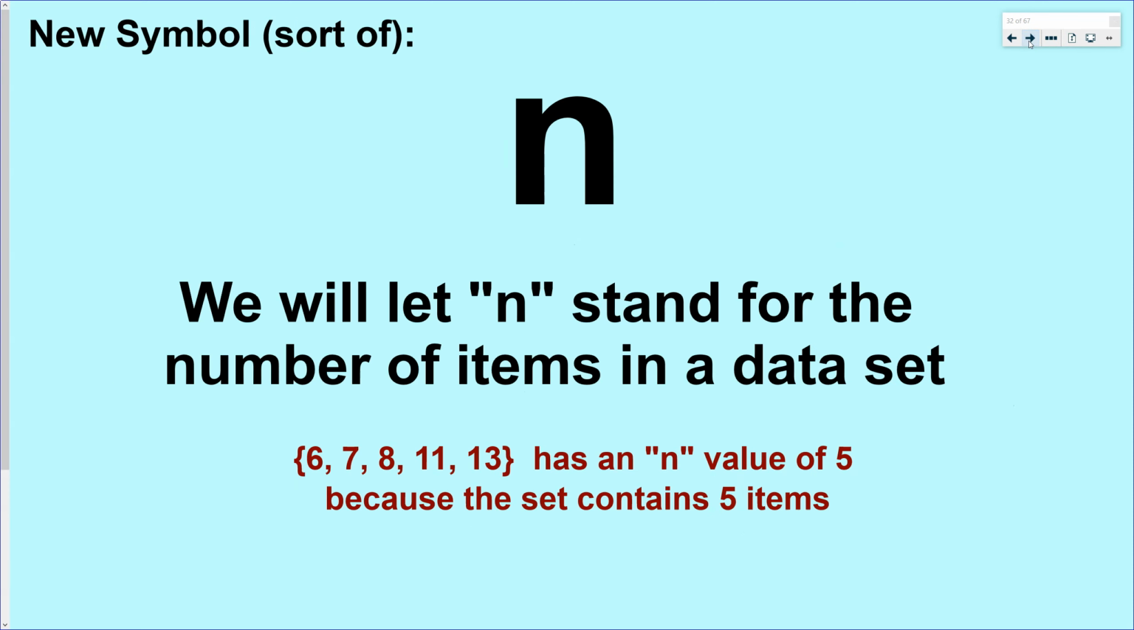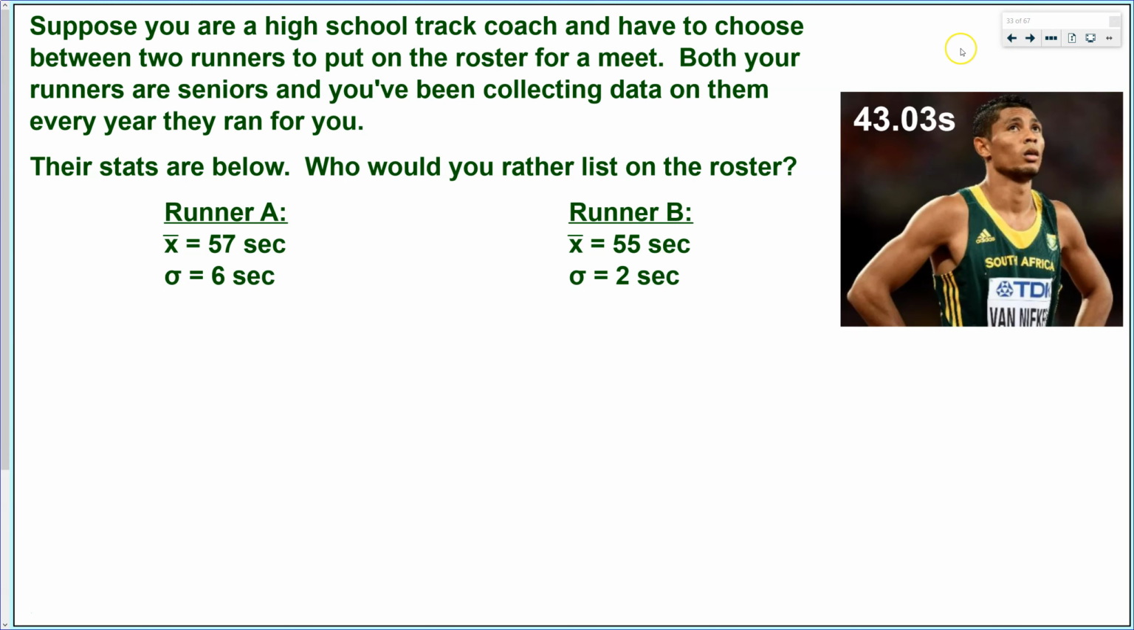We've used N for a lot of things, and it's going to stand for the number of items in a data set. So for instance, in that data set we just had, it had 5 items, so N equals 5 in this case. Hopefully now, knowing these two symbols, we can look at a data set, or just look at those two symbols, and be able to tell something about a data set without actually looking at the data set.